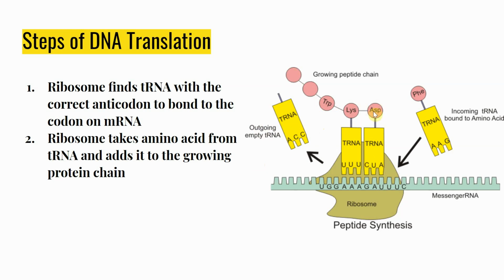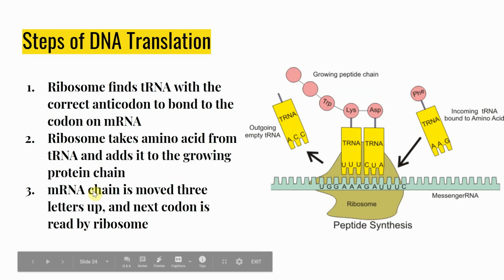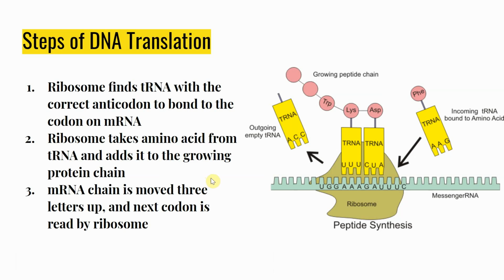So the ribosome takes the amino acid from the tRNA and adds it to our growing amino acid chain. And then our last step is that the mRNA chain is moved up 3 letters, and then the next codon is read by the ribosome. Remember that codons are read 3 letters at a time. So once we find the appropriate tRNA to bind here, we go to our next one. The next one we're looking for is UUC. The anticodon for UUC should be AAG. So we have the correct tRNA coming in to bind next and give its amino acid to this growing chain.